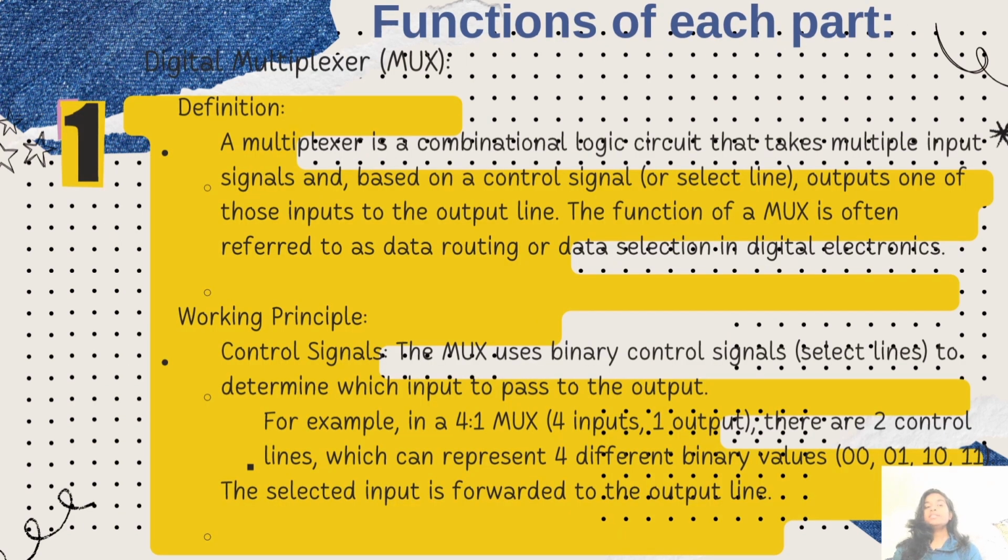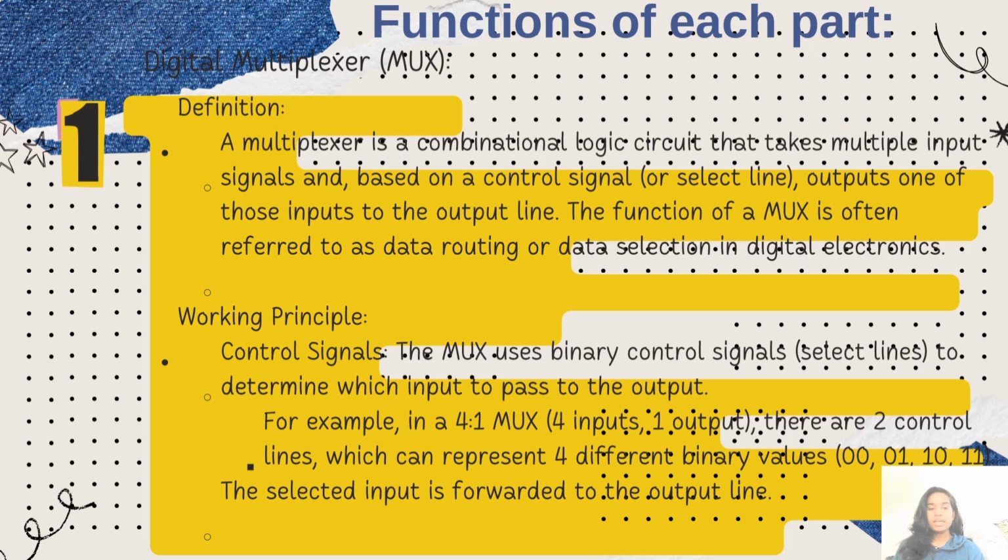So now let us understand the functions of each part. Let us start with the digital multiplexer. A multiplexer is a combinational logic circuit that takes multiple input signals and, based on control signals or select lines, outputs one of those inputs to the output line. The function of the multiplexer is often referred to as data selection in digital electronics.